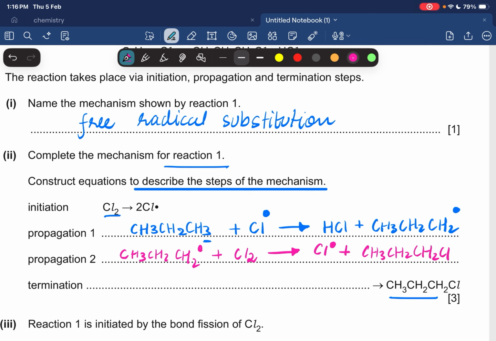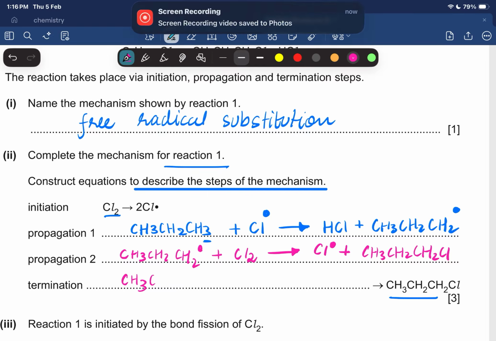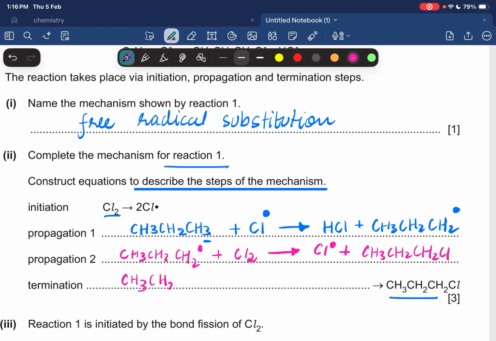Next things next. Now we have to do the termination. So in termination, we're going to make 2 free radicals react together. And what are the 2 free radicals going to be? CH2 dot plus Cl dot, and then we're going to form this. Simple, easy, I don't think it needs any explanation. Free radical substitution, if you've got to give A levels, AS level this year, it should be on your fingertips.